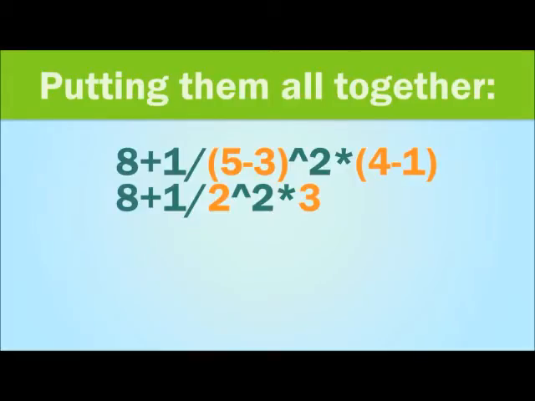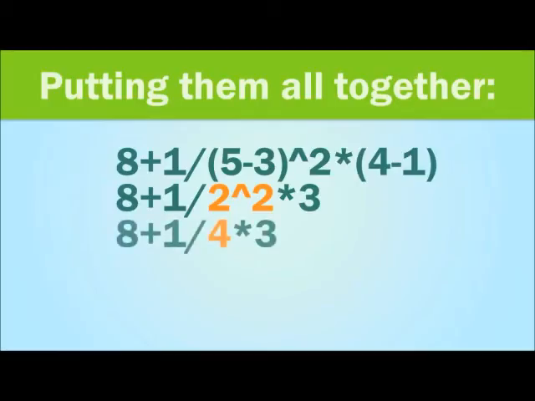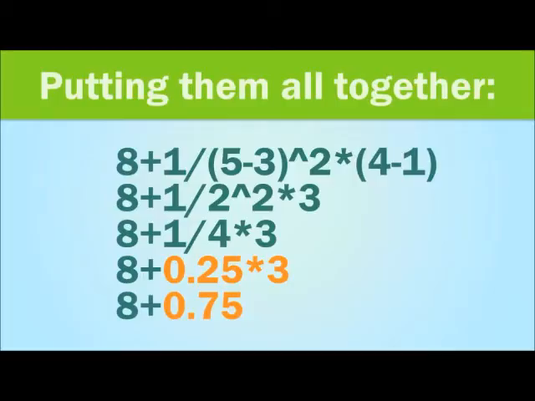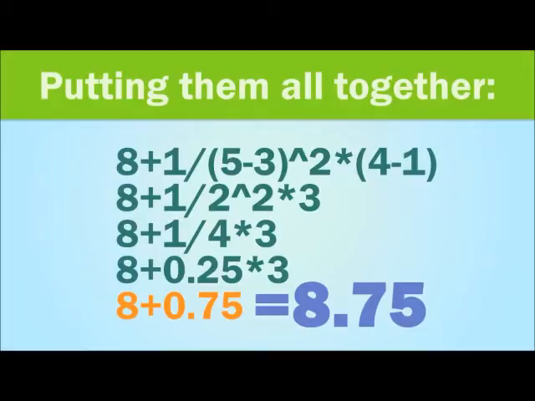Next, we'll look to see if there are any exponents in this formula. And there is one, 2 to the second power, and when we calculate it, it becomes 4. Next, we'll do the multiplication and division going from left to right. And now all that's left is addition, and that gives us our answer, which is 8.75. And that's the same answer that Excel would give you if you entered in that formula.